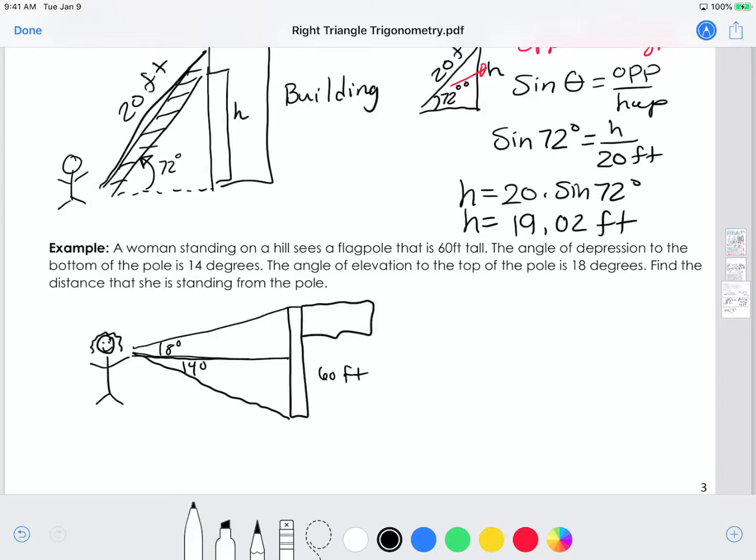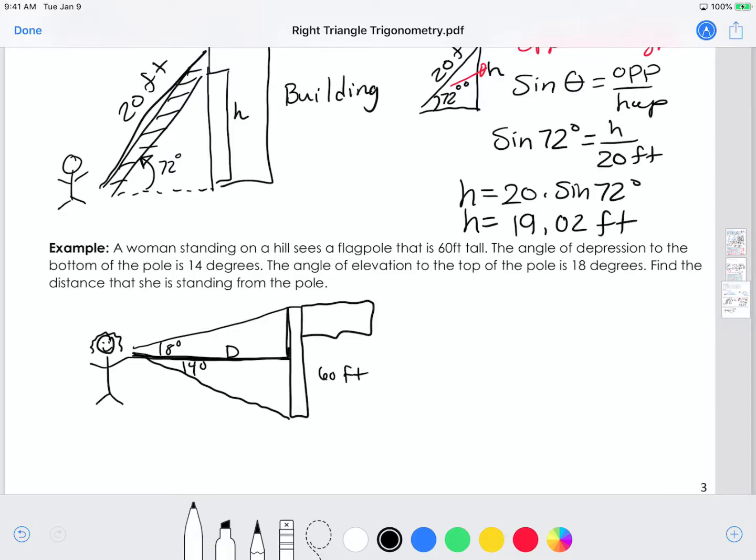So we want to find this side right here of the triangle. We'll call it D for distance. We want to find that distance. So we've got two triangles here. We're going to set up two equations. So we'll have two equations and two unknowns.